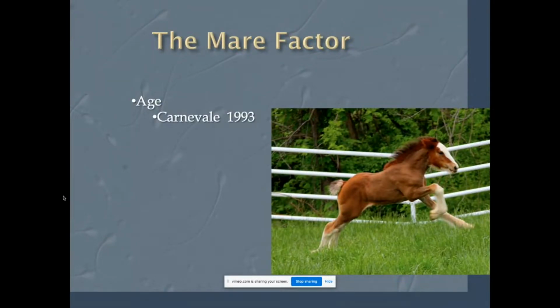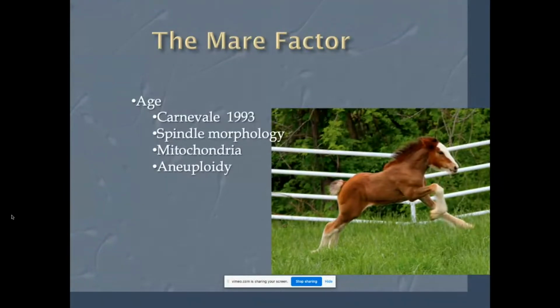Now, at the time, that actually excited me, not to find out that old mares had issues, but to find that you actually could get some pregnancies from these old mares. And of course, since then, she and others have shown that there's problems with spindle morphology and mitochondria and aneuploidy, et cetera, in these older mare oocytes. And we always hear that, oh, they were born with these oocytes. They're as old as the mare.